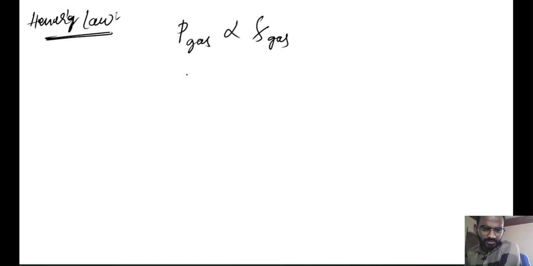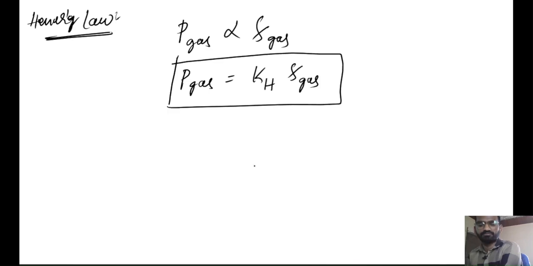To remove this proportionality constant, partial pressure of gas is equal to one constant, that is Henry's constant Kh, into mole fraction of gas. So this is what is called Henry's law. Now we will talk about the importance of Kh. What is the importance of Kh?